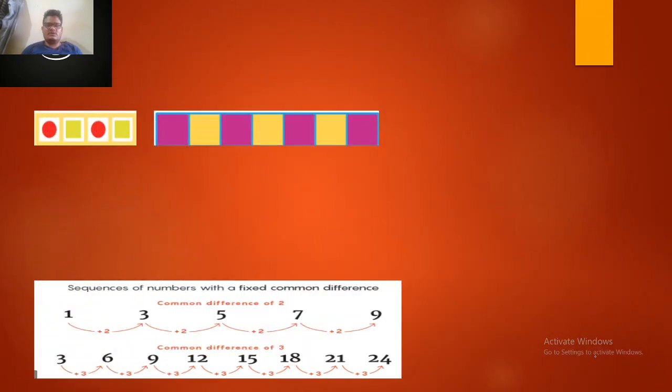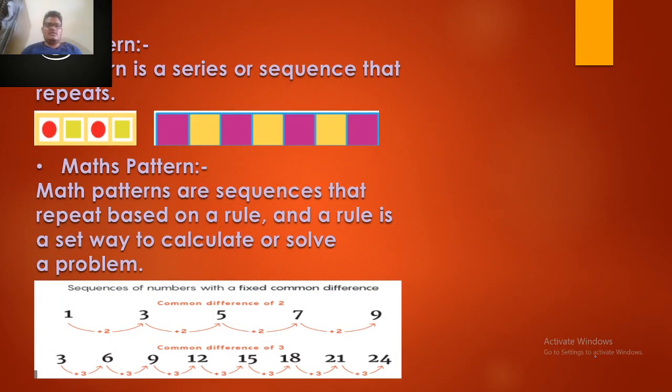Look here. Now, pattern. So what is a pattern? How can you tell this is a pattern? A pattern is a series or a sequence that repeats. You can see here circle is here, then square, then again circle, then again square. Next step, what will happen? Again circle, again square. So this is one pattern that is going on, circle square, circle square.